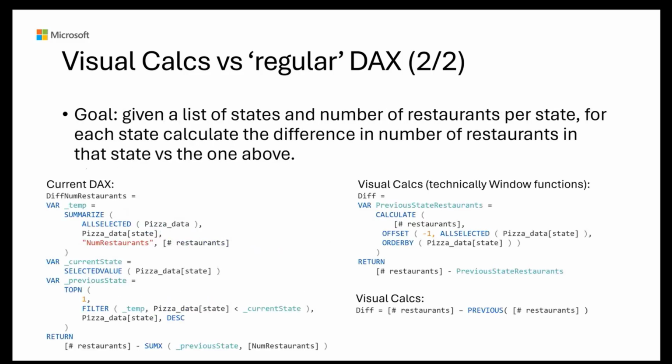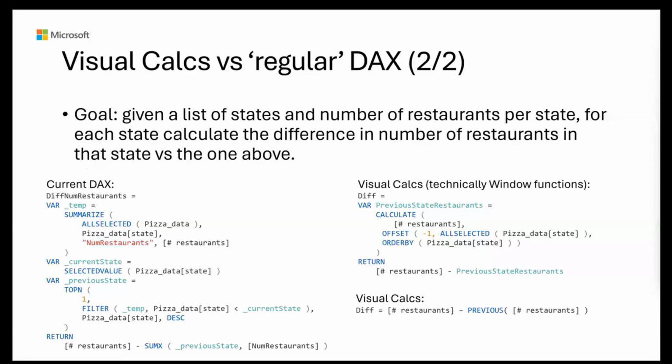Another example: given a list of states and number of restaurants per state, for each state calculate the difference in number of restaurants in the state versus the state above it. On the left, the original DAX, very hard to do. I wasn't able to write this myself. In fact, I had to call Jeffrey Wang, the inventor of DAX, to get this done. It includes a TOPN 1 trick, which is awesome, but also pretty scary.